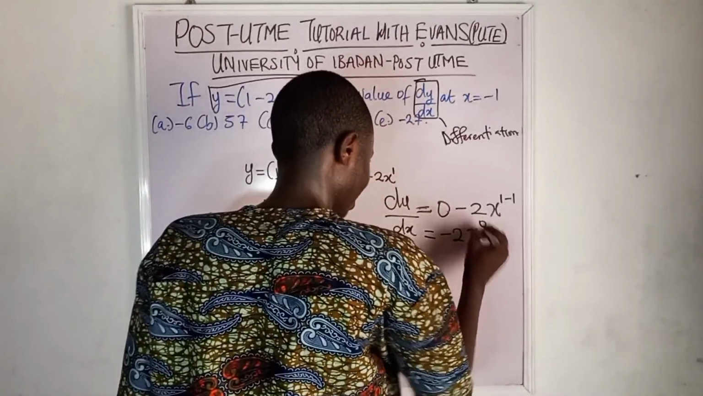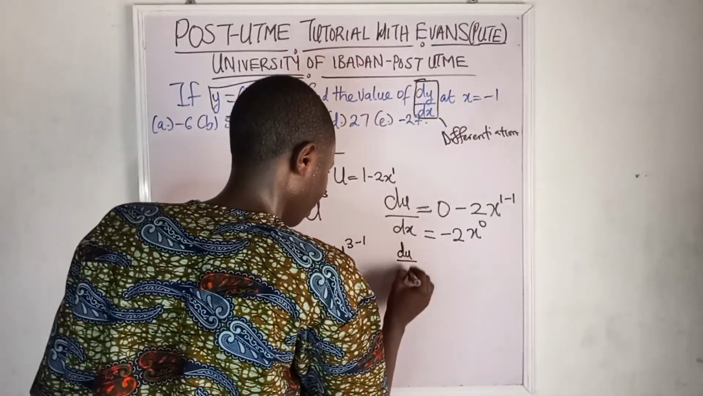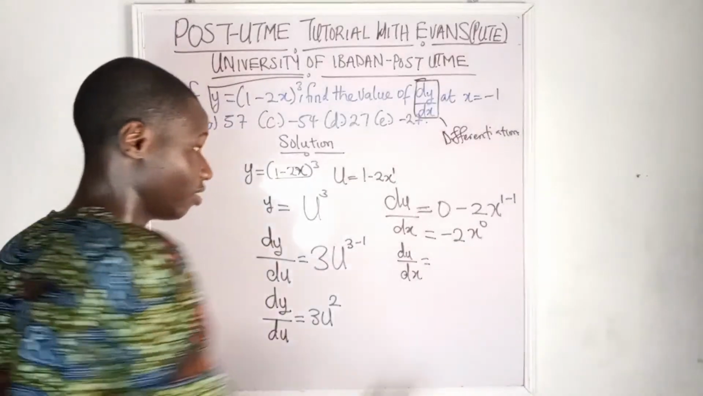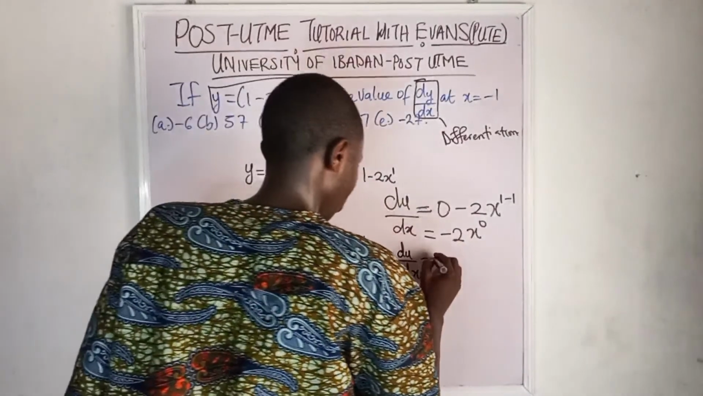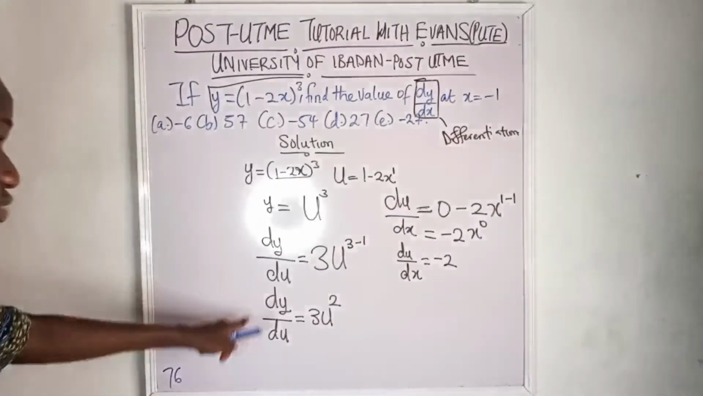x raised to power 0. So what do you have now? Your du/dx is now equal to what? You know, x raised to power 0 is what? 1. 1 times minus 2, that would be what? Minus 2. So you have been able to get your du/dx and your dy/du.